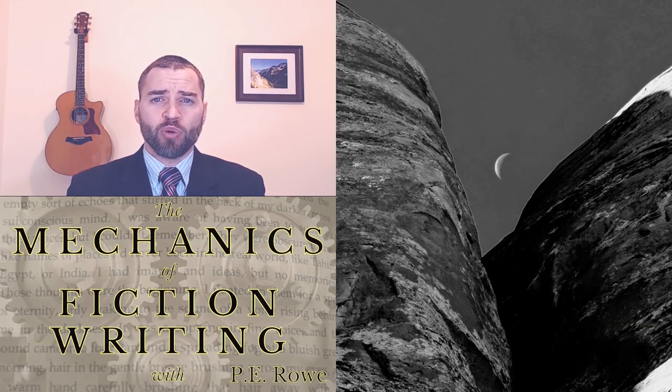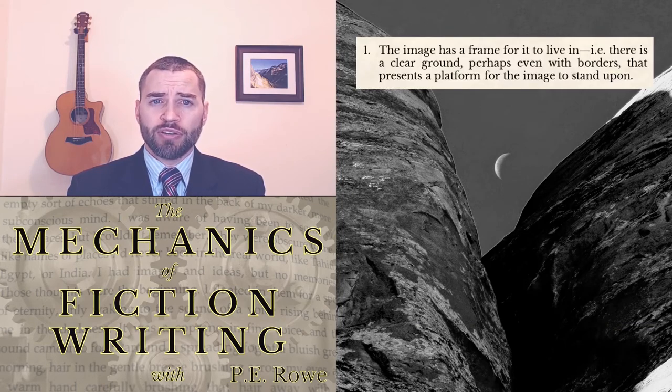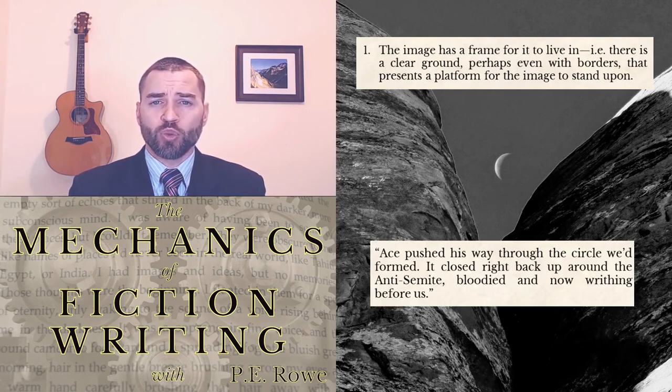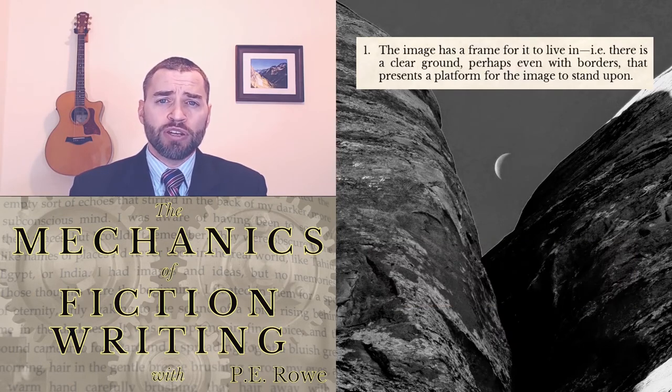The first of the five points we highlighted is present here, the frame. In this case, the boys themselves create the frame inside the larger ground of the park where this fight unfolds. But Englander's narrator cleverly calls attention to this frame in a way that seems organic to the story. "Ace pushed his way through the circle we'd formed. It closed right back up around the anti-Semite, bloodied and now writhing before us." So the reader is cued to visualize this circle of boys surrounding the anti-Semite as he lay on the ground within the circle they'd made around him.